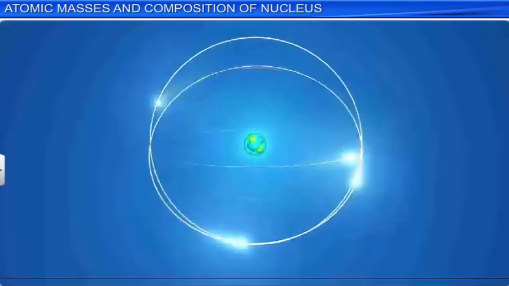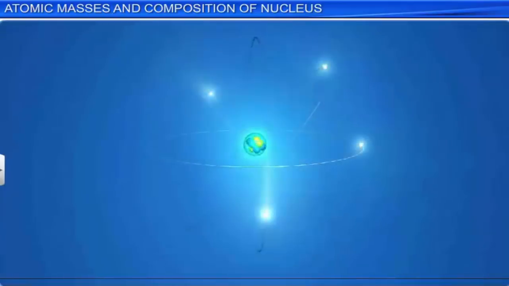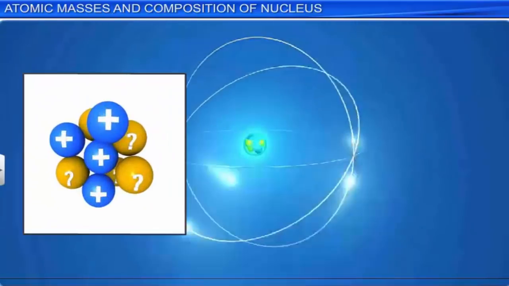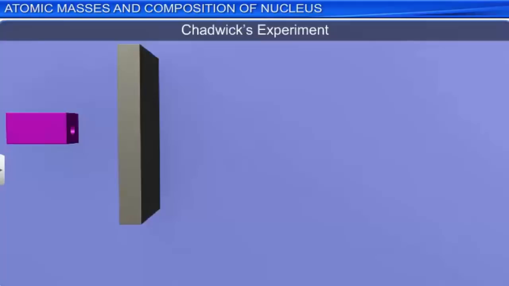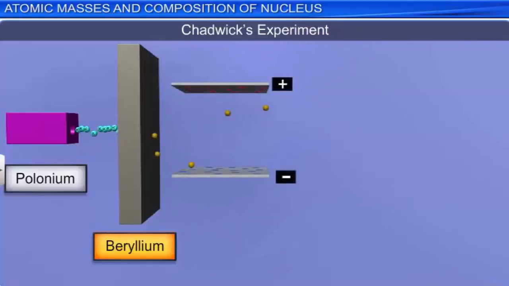Now let us look at the experiment conducted by Chadwick that led to the discovery of the unknown particles that were existing in the nucleus along with the proton. Chadwick's experimental setup consisted of a polonium source, which emitted alpha particles towards a beryllium target. The particles emitted from beryllium were found to have carbon nuclei along with some neutral particles. The neutrality of these emitted particles was tested by passing them through the region between the charged plates of a capacitor, where they were found to be neutral.